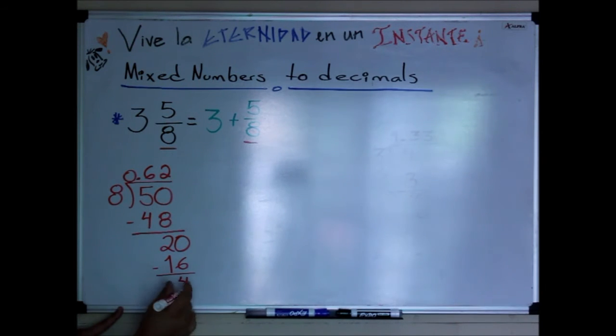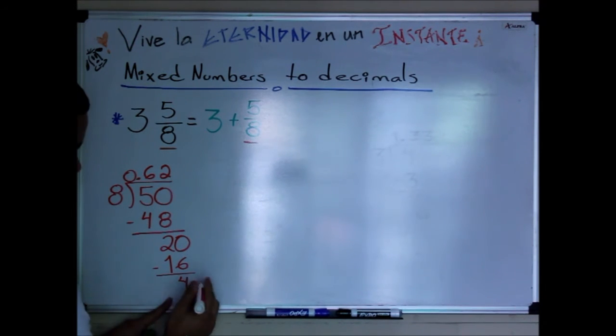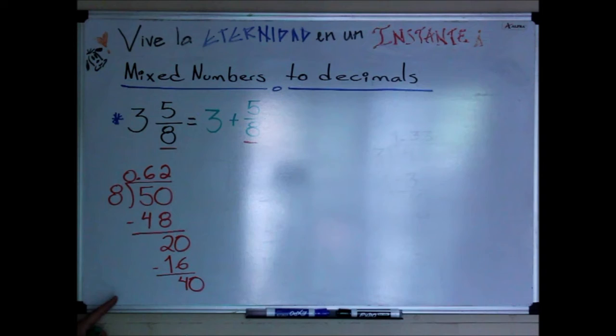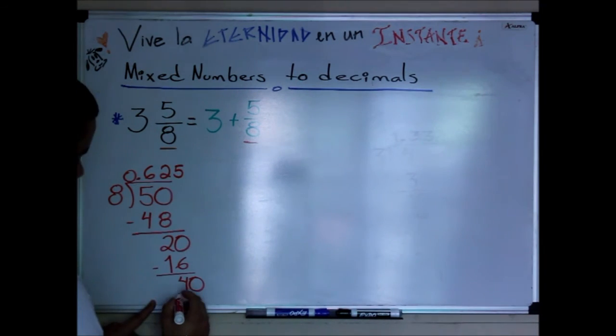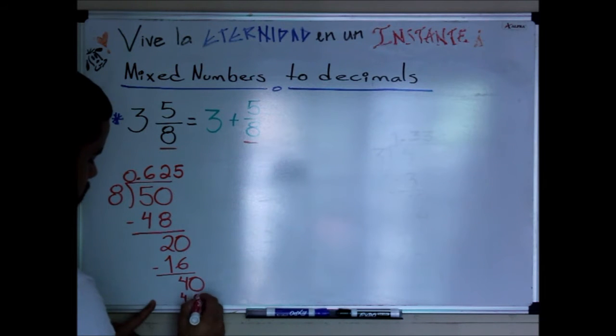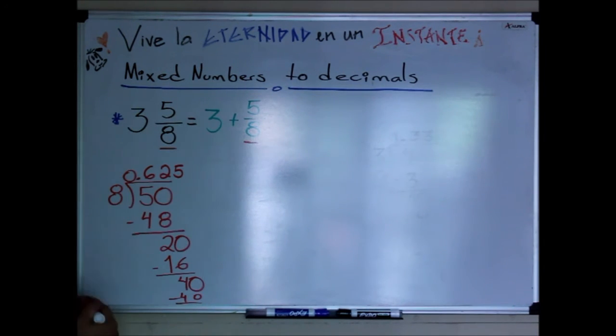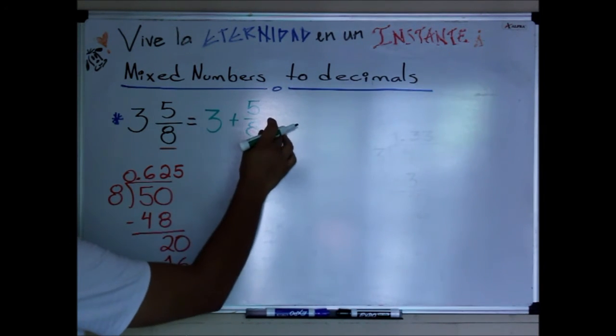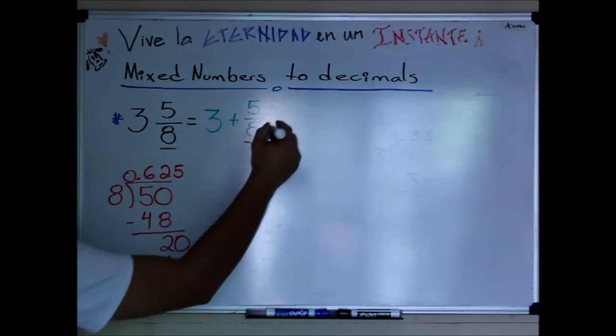None. So we're going to change this 4 into 40, and we're going to say now how many times does 8 fit on 40? 5 times. So this will be 40 minus 40, 0. Now this fraction will change to that decimal expression.